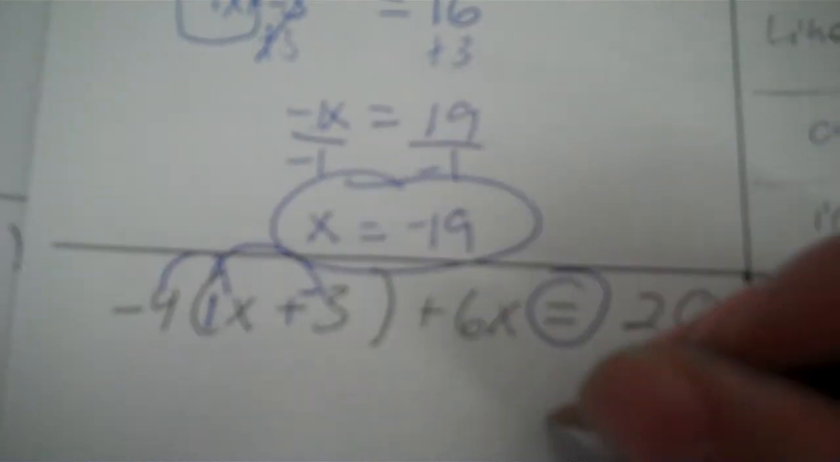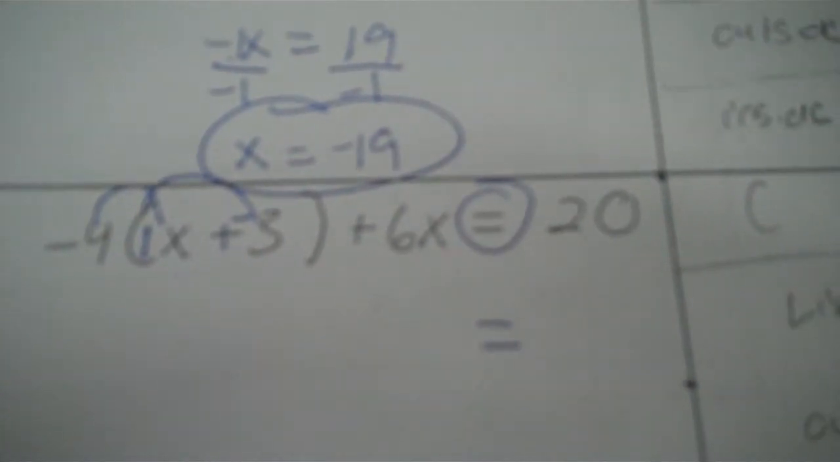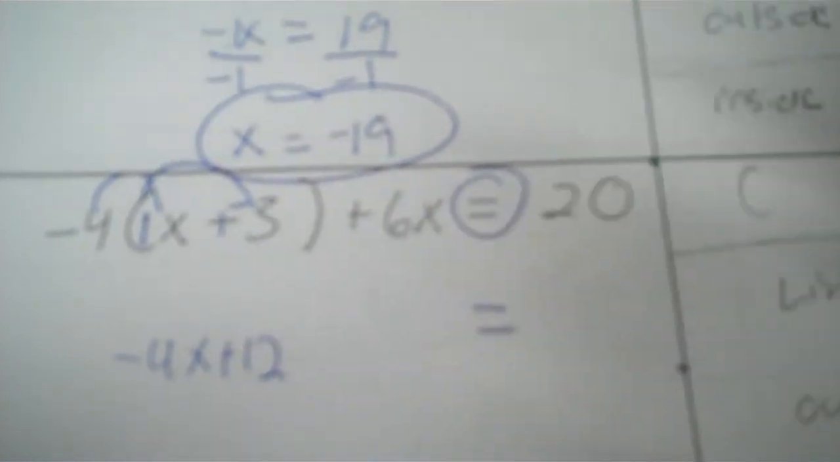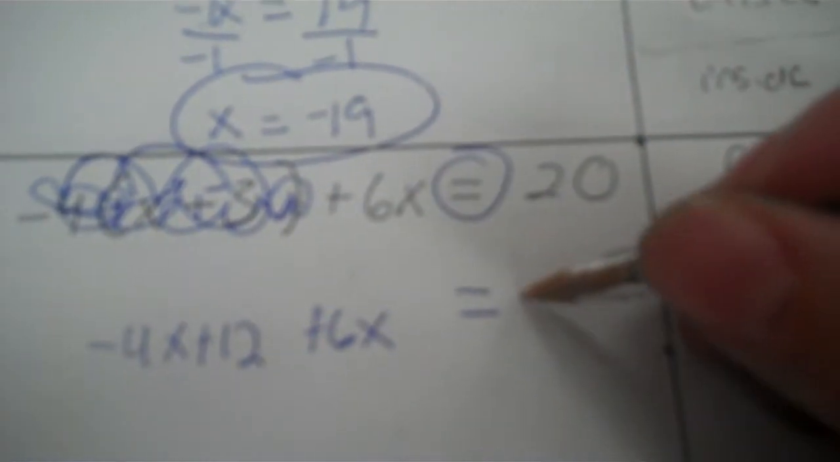That's going over here. Here's the equals. Don't lose track. Negative 4x plus 12. Get rid of the parentheses and the number in front. Plus 6x equals 20.